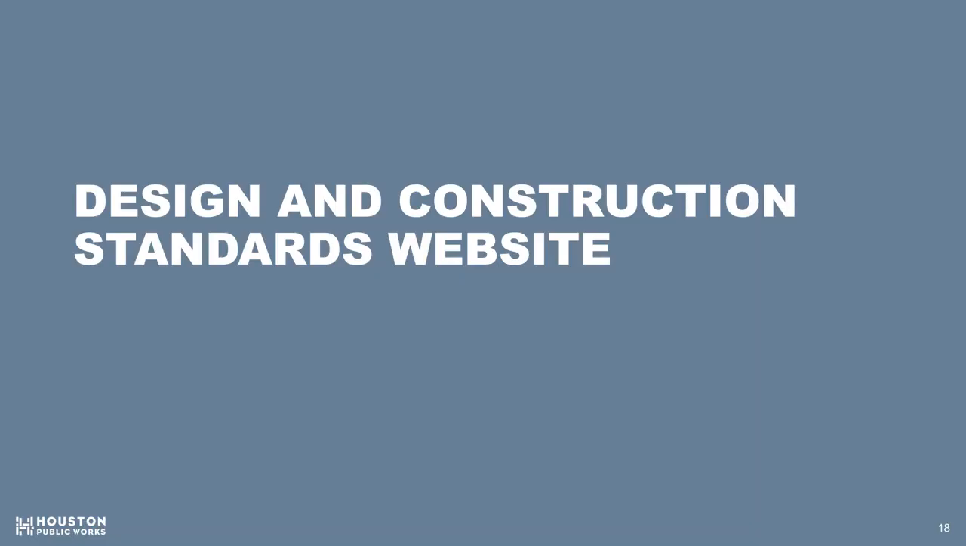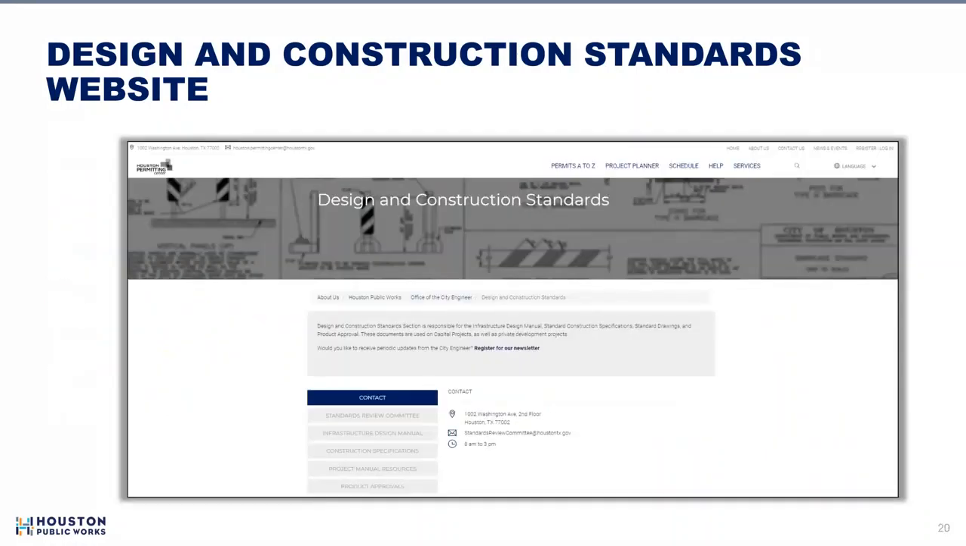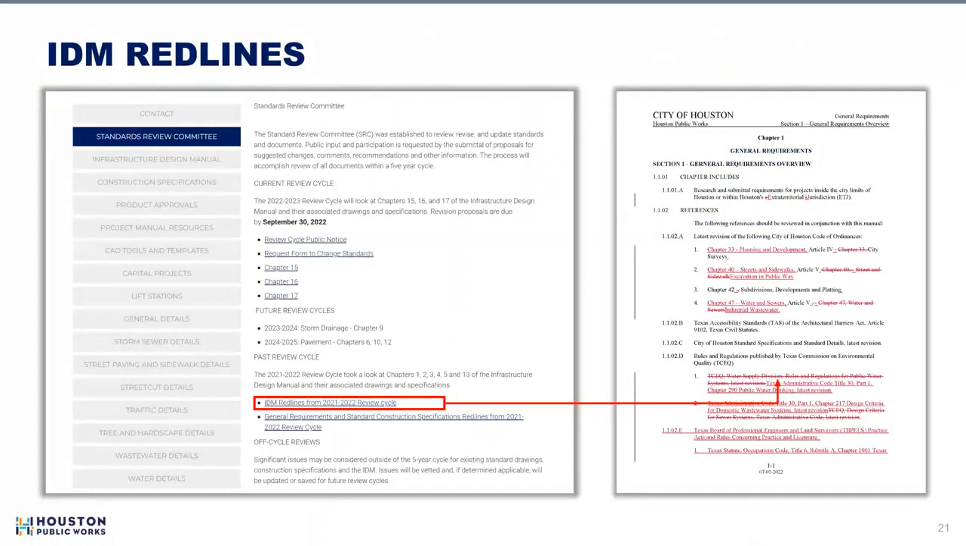Before we move on, let's talk about the website briefly. All the items discussed today can be found on the city's Design and Construction Standards website. An easy way to find the website is by Googling City of Houston Design and Construction Standards. And this is what the website looks like. You can find red lines for all changes online. There's also a revision bar in our standards to easily identify updates.